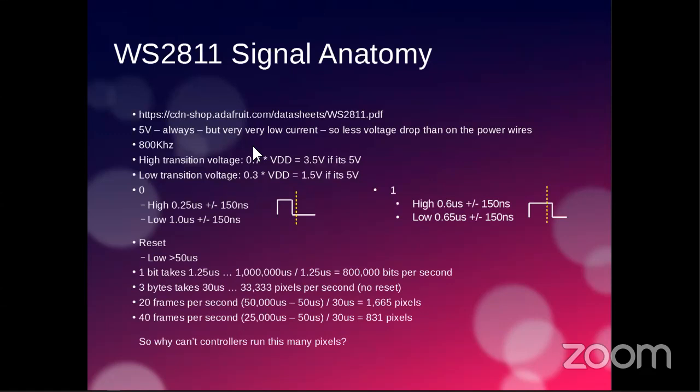Now, the signal itself is represented by two signals. A 0 is basically the signal goes high for a period of 0.25 microseconds, and then it drops to low for 1 microsecond. And a 1 goes high at the beginning for 0.6 microseconds, and then it drops back down for 0.65 microseconds. And effectively, the way the pixel is actually doing this is it detects the rising edge.